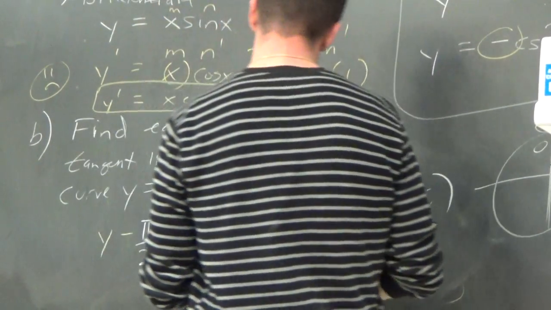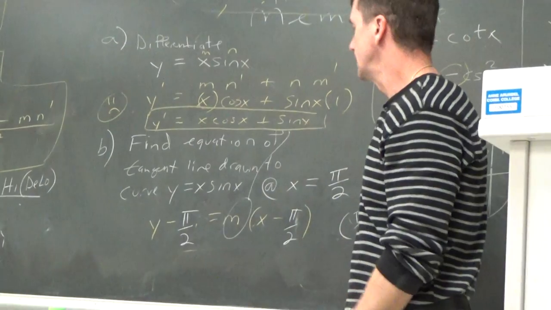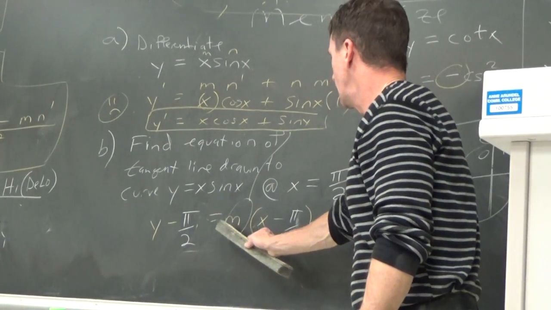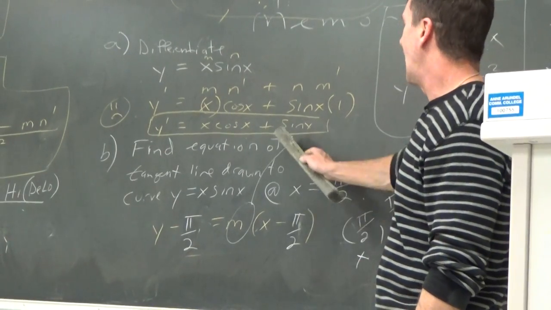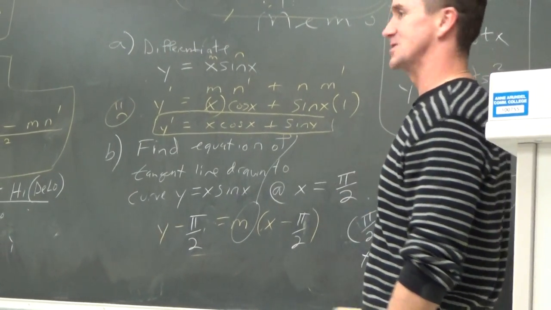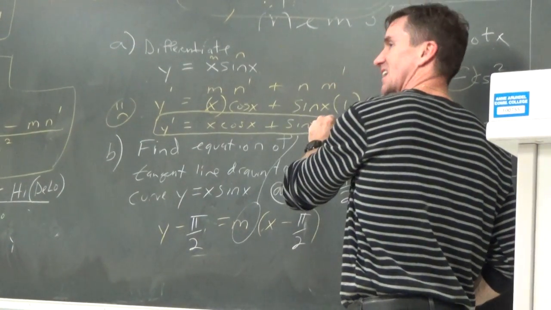Your pi over 2. All right. How do I get that? You just plug in pi over 2 at the y prime. I use the slope, but I don't squeeze this whole thing in there. Do I jam that in there? No. What are you going to evaluate this at?